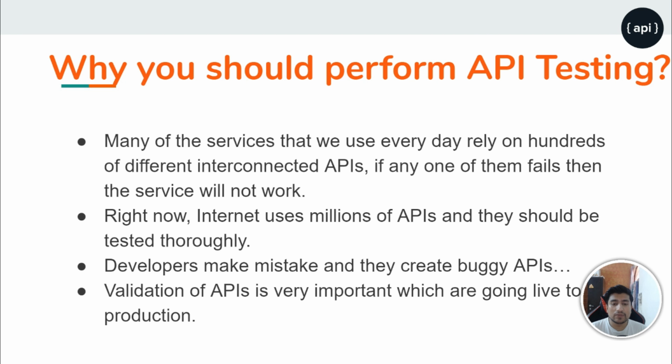And right now, the internet uses millions of APIs, like the Twitter, Slack, Instagram, and Facebook APIs, and millions of API requests are going on right now, so they should be tested thoroughly. The first point, as I discussed, is that many of the services we use every day rely on interconnected APIs. So we need to test them thoroughly, right? And one important factor is that we require validation of the API. It's very important whenever we are going to move these APIs into production.